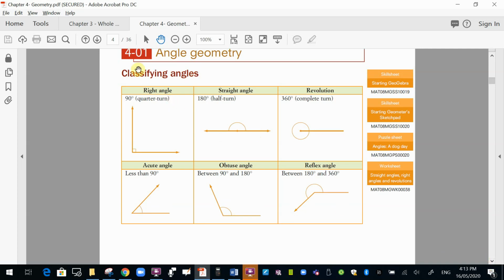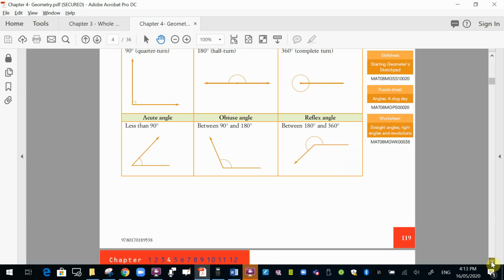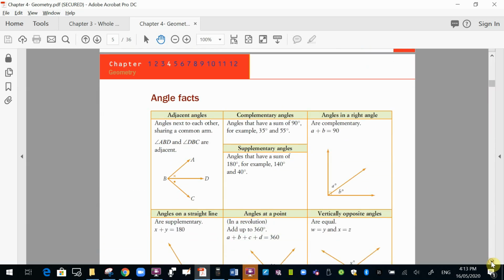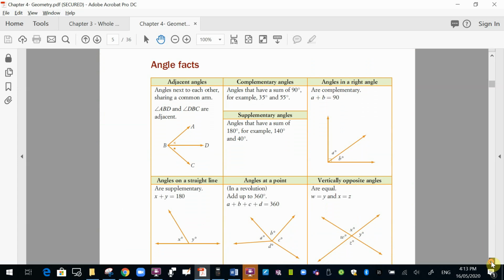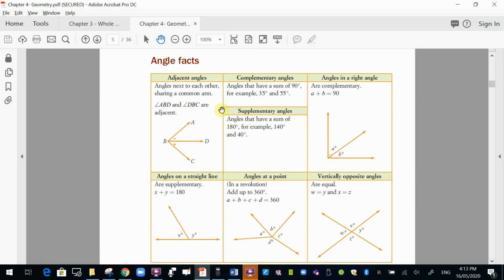First part, classifying angles: right angle, straight angle, revolution, reflex, obtuse and acute. And then it moves on to angle facts. Here's where a little bit of confusion can happen. Just remember, adjacent angles means angles next to each other, so they must have a common arm to make them adjacent. Angle ABD is adjacent to DBC.